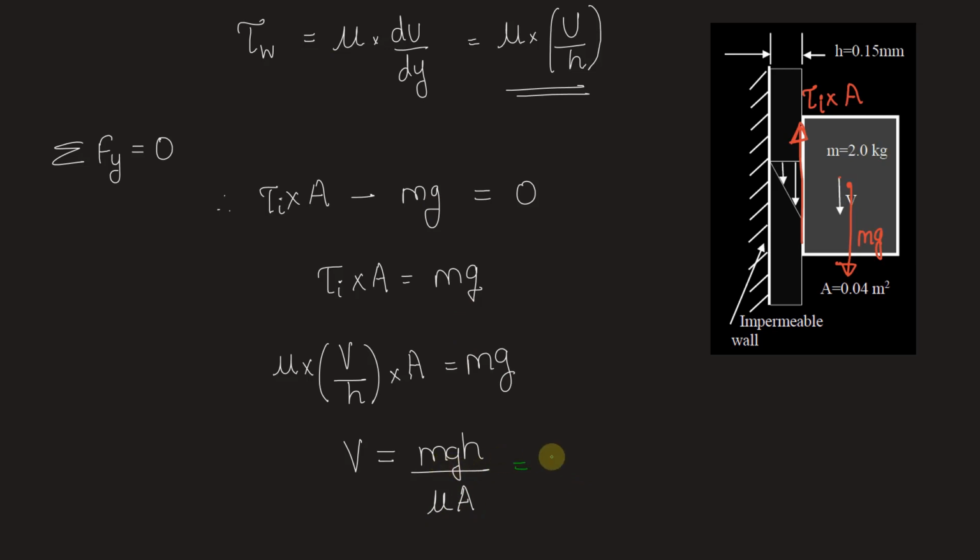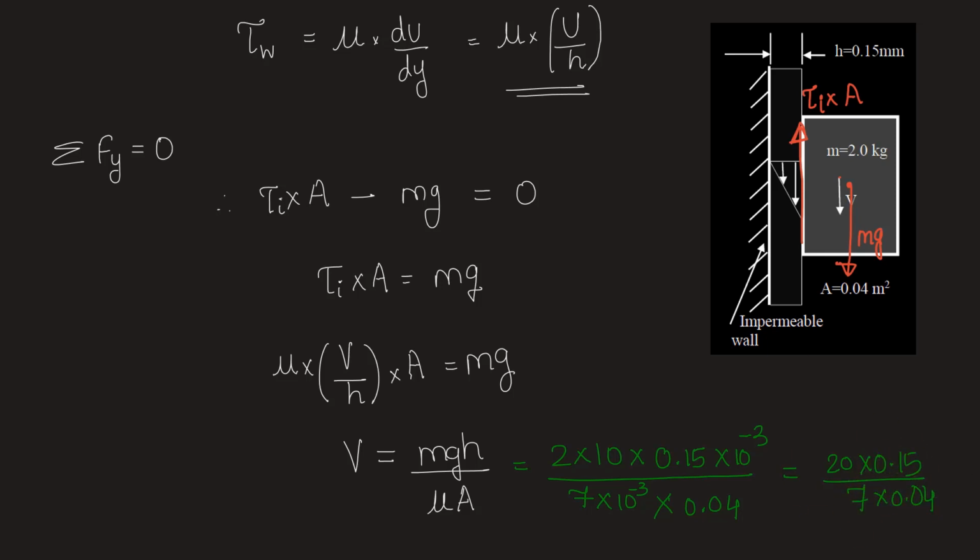Substituting all the given values, mass is 2 kgs, acceleration due to gravity is 10 meter per second square. Thickness of the film is 0.15 millimeters, so let's convert it to meter. We have 0.15 into 10 to the power minus 3 divided by mu, which is given in Pascal seconds, 7 into 10 to the power minus 3 Pascal seconds, and Pascal is equivalent to Newton per meter square. Hence, we don't need to convert the unit of mu. Area is also in meter square, so let's put it as it is, 0.04, which is equal to 20 into 0.15 divided by 7 into 0.04.